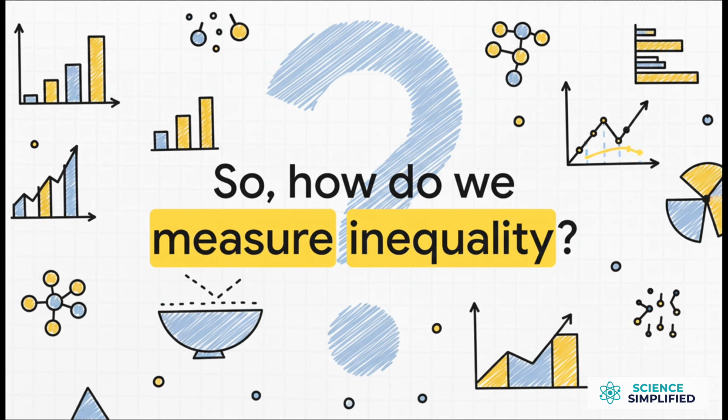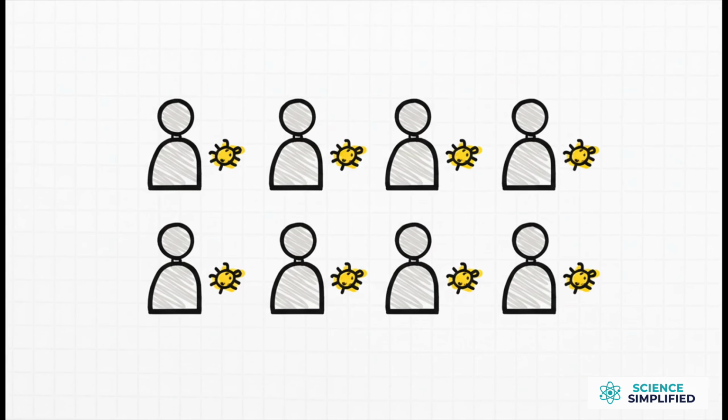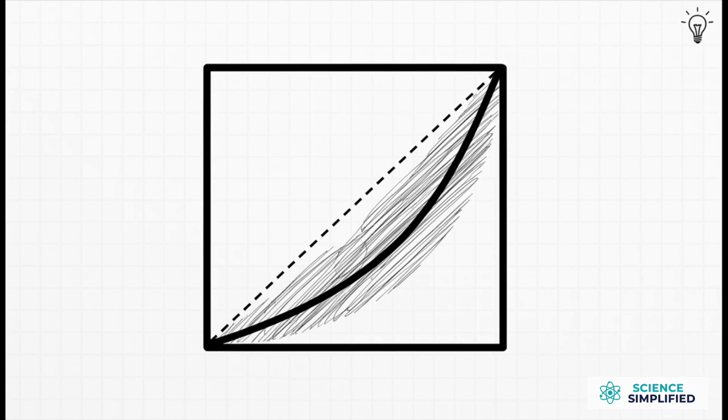Okay, so how does this thing even work? Well, it's all about measuring concentration. Basically, it gives us one simple number, from 0 to 1, to show how unequal something is. In a totally equal world, 20% of the people would have exactly 20% of the infections. But reality is messy, right?